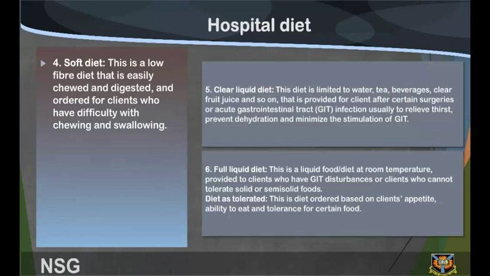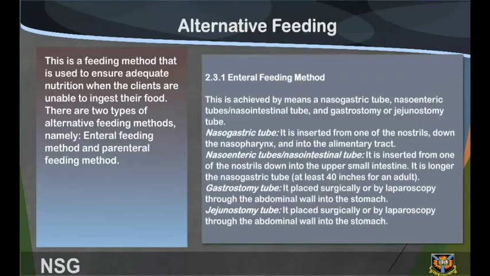6. Full liquid diet. This is a liquid food or diet at room temperature provided to clients who have GIT disturbances or clients who cannot tolerate solid or semi-solid foods. 7. Diet as tolerated. This is a diet ordered based on the client's appetite, ability to eat, and tolerance for certain foods.